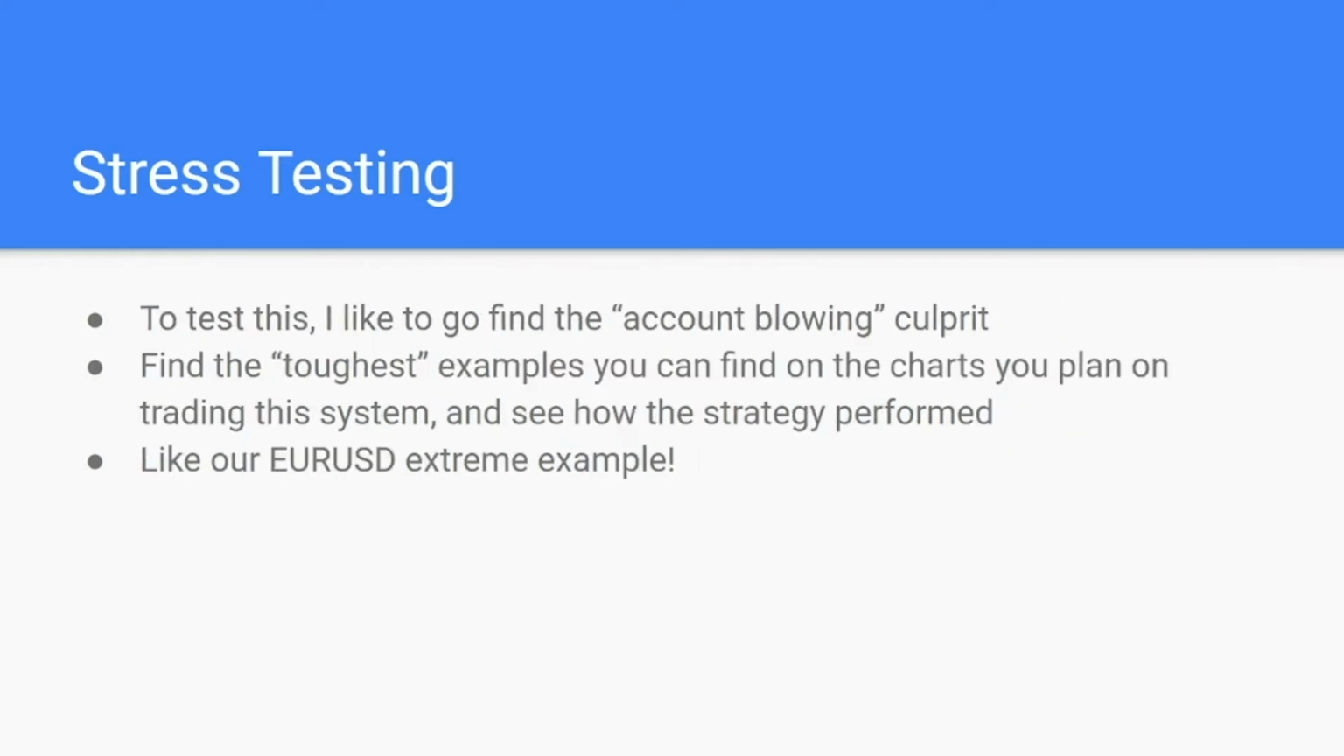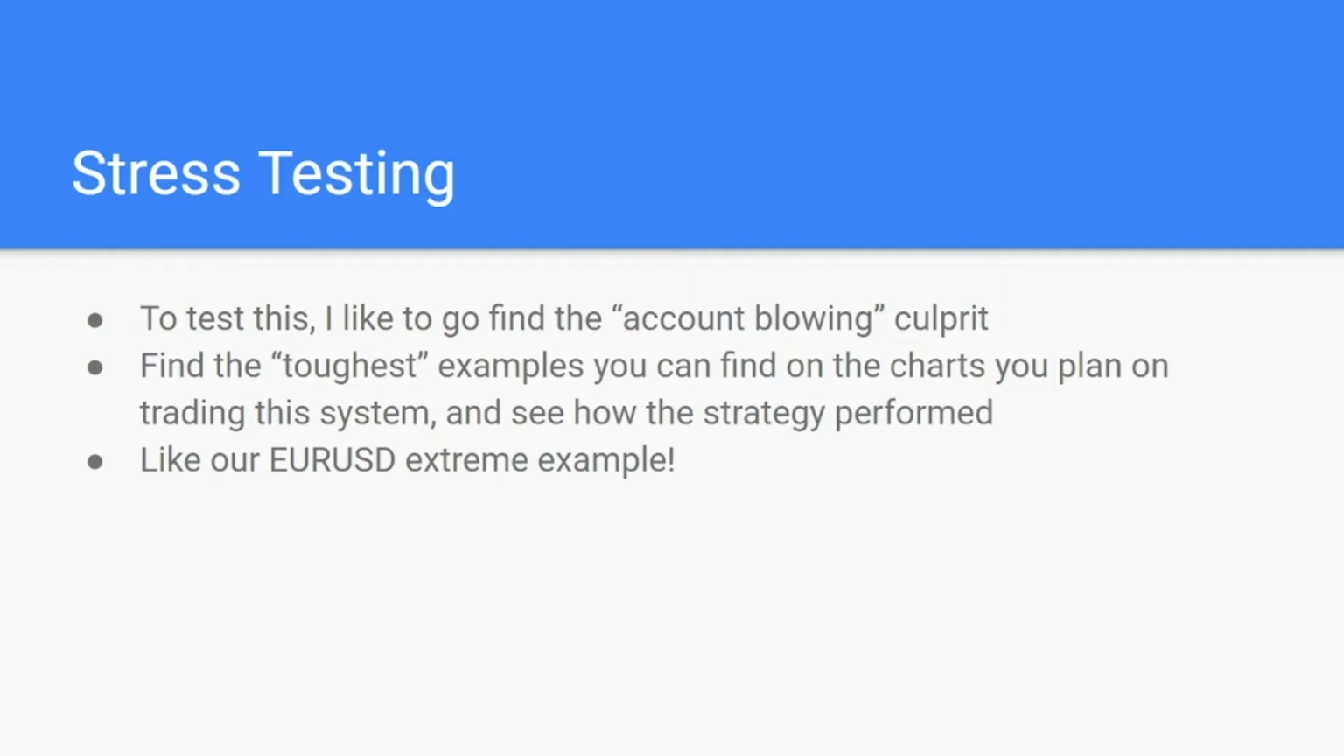So to test this, I like to find the account blowing culprit. A lot of times you'll see people talking about how their strategy has a great risk to reward, and historically they've made 100% per month and it's been great, but have they really experienced an account blowing culprit, as I like to call it? Basically, what we're talking about is an example on the charts, a time where your strategy would have dealt with some really, really tough drawdowns, because a strategy can look really, really good in your testing until it doesn't, right? And you want to be aware of these.